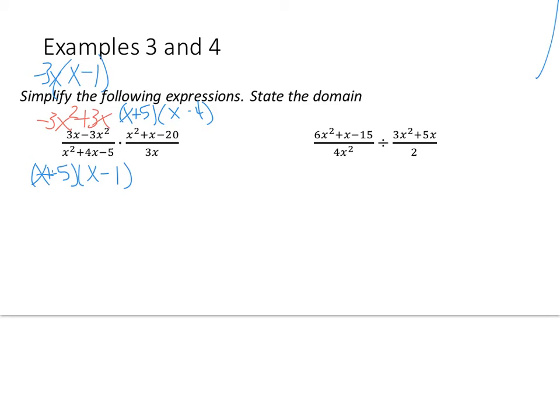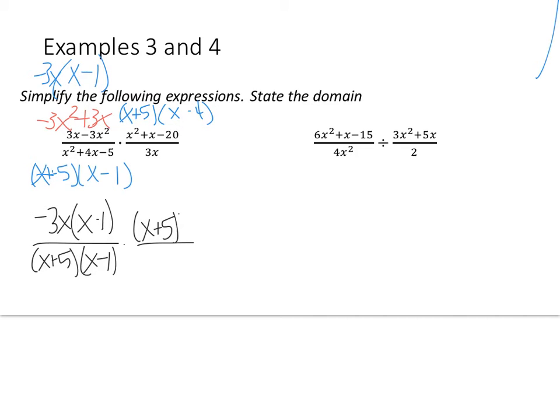So I'm going to write this out a little bit cleaner once I have everything factored. So I have negative 3x, x minus 1, all over x plus 5, x minus 1. And I'm multiplying it to x plus 5, x minus 4, all over 3x.